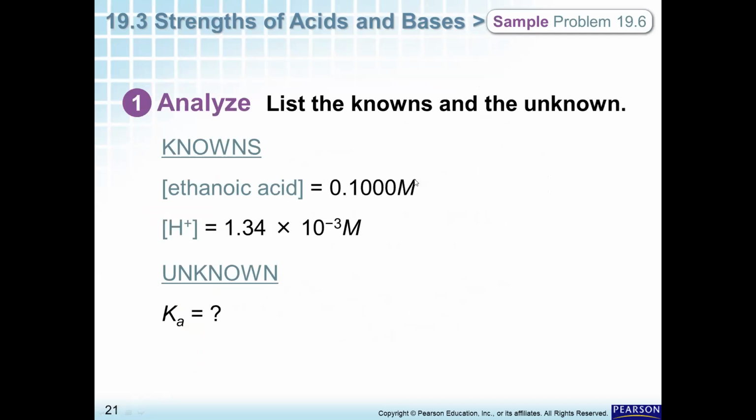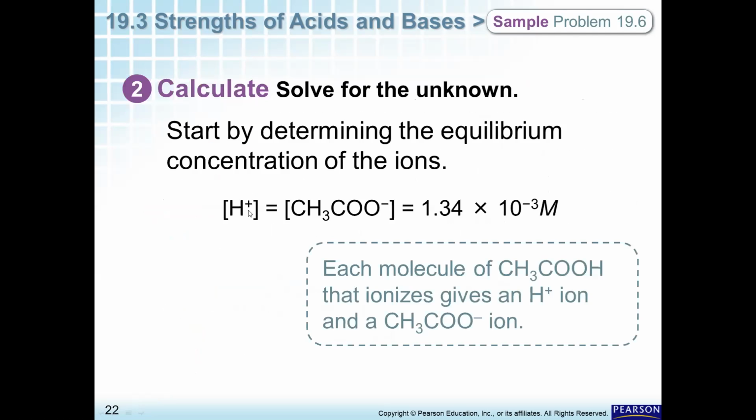All right, so the ethanoic acid initial concentration is 0.1. The H plus is that. What is the Ka value? The H plus and the CH3COO minus are equal. These are the two little purple ones. Time, and remember the figure. That will help you to understand.